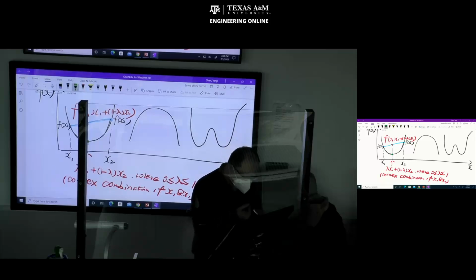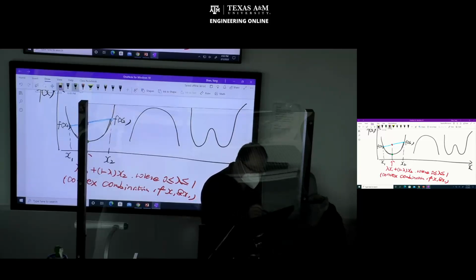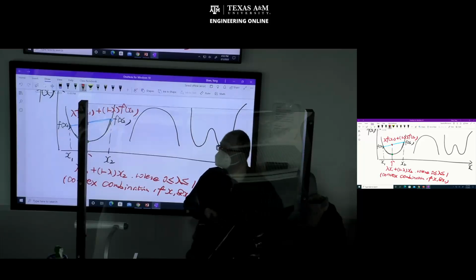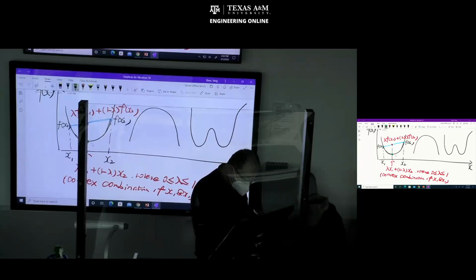I'm sorry about that. I made a mistake. You didn't correct me. So this height is the convex combination of the two function values, right? Nami, you probably figured out. And what I wrote before was actually this point. It's the function value at the convex combination of the two points.